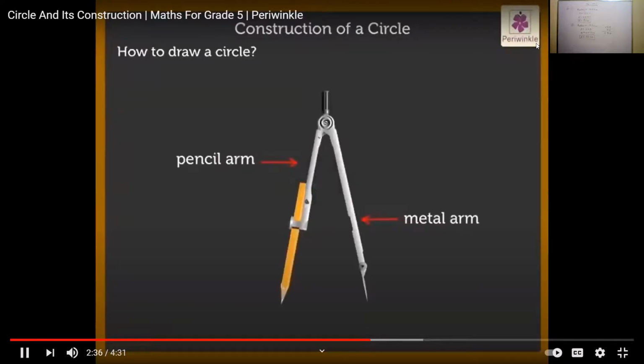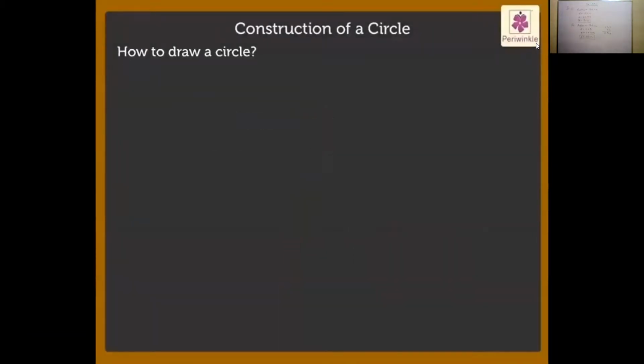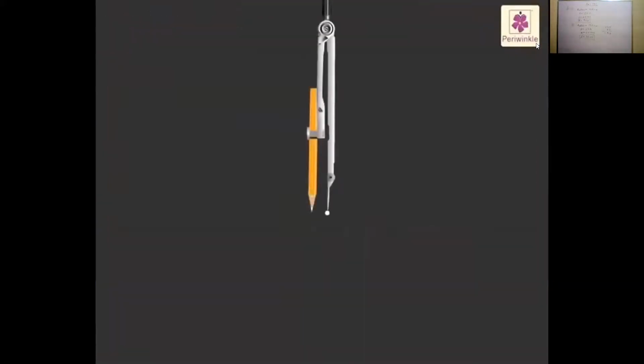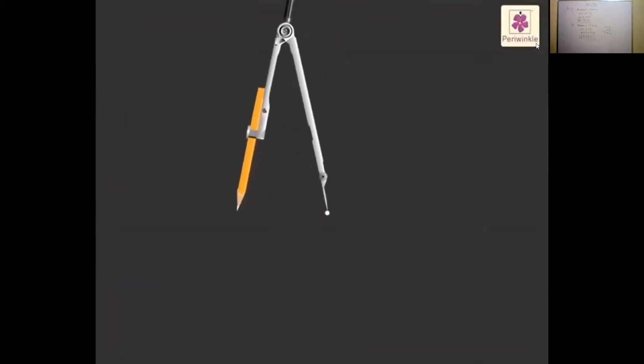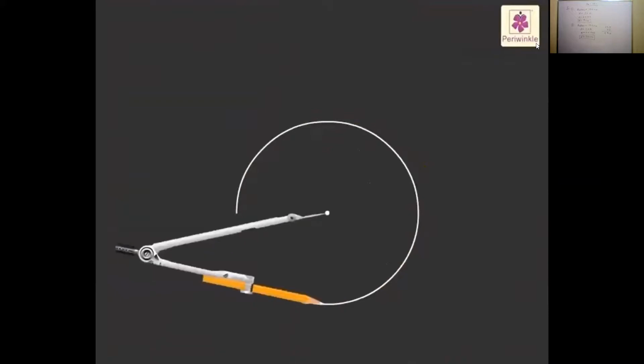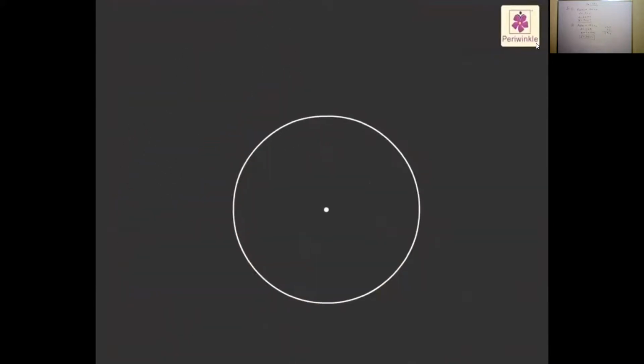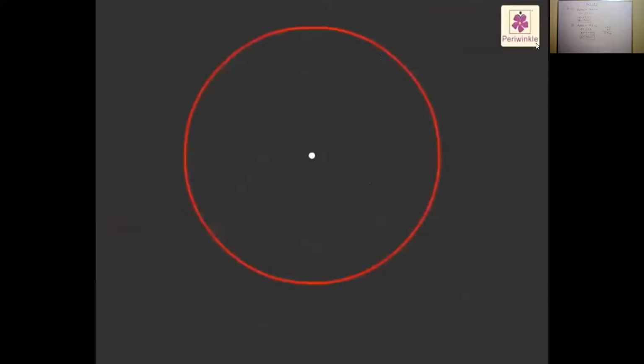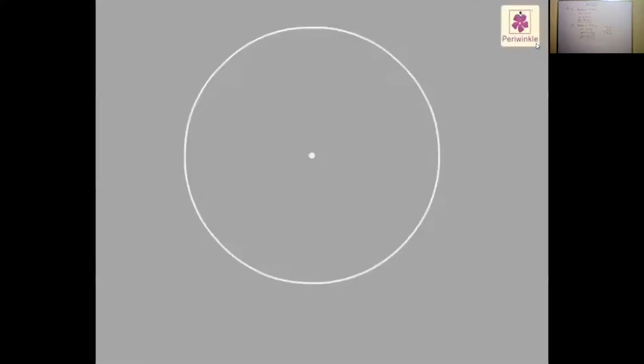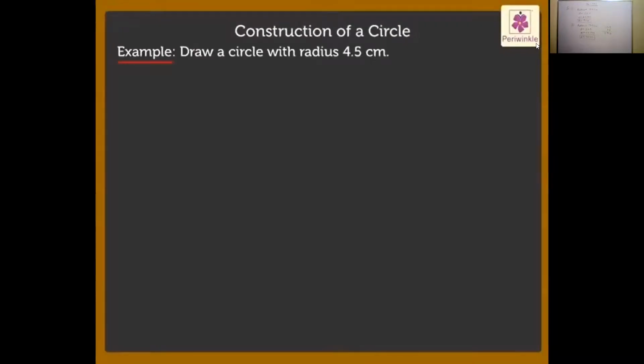Today, let's revise about circle and its construction. Look at these objects. They are the compass. Metal arm, pencil arm, connected by a hinge. Step 1. Keep the metal point of the compass firmly on a fixed point. Step 2. Stretch the arm of the compass that holds the pencil. Step 3. Move the pencil arm around, keeping the metal arm fixed. Look, we have drawn a circle. Now, let's draw one more circle, but this time with a radius of 4.5 centimeters.